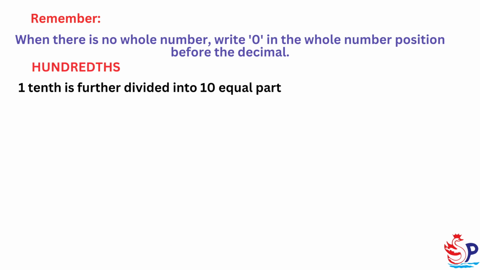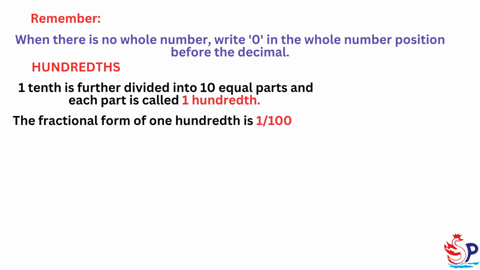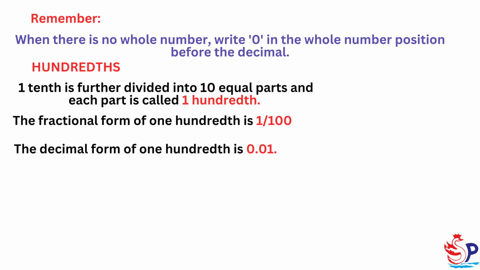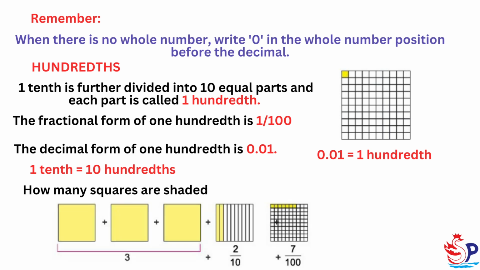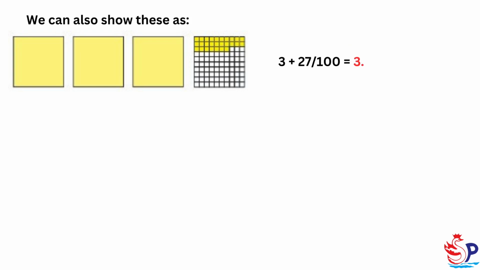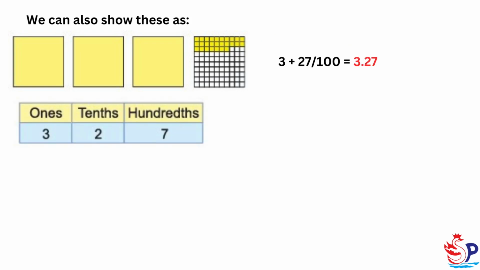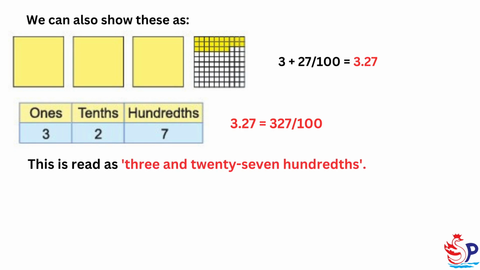Hundredths: 1/10 is further divided into 10 equal parts and each part is called one hundredth. The fractional form of one hundredth is 1/100. The decimal form of one hundredth is 0.01. 0.01 equals 1/100. 1/10 equals 10/100. How many squares are shaded? We can also show these as 3 plus 27/100 equals 3.27. 3.27 equals 327/100. This is read as 3 and 27 hundredths.